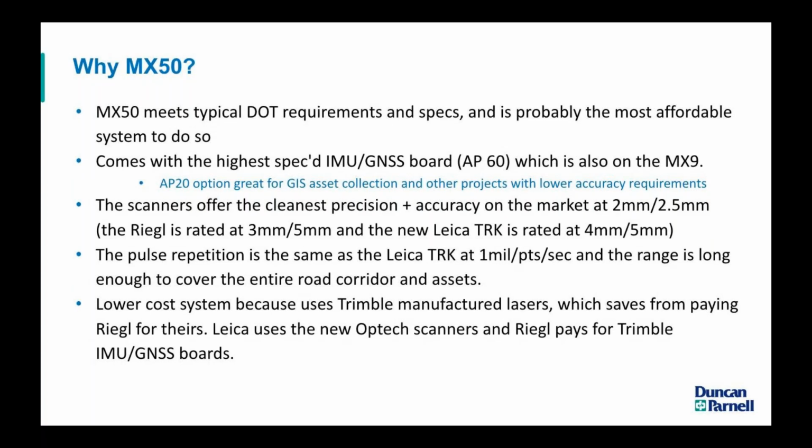The probably the main highlight on this slide is just to say that the scanners, really the X7s, the Trimble lasers on the 50, offer the cleanest point clouds on the market. So that 2 millimeter, 2.5 millimeter. So it's just slightly above the Riegl laser heads that actually are in the MX9. And you see some other comparisons there as well. And all of that, the so what is that we can actually offer the MX50 at a decent price rate relative to the MX9, among some of the other features, just because those lasers are manufactured by Trimble.